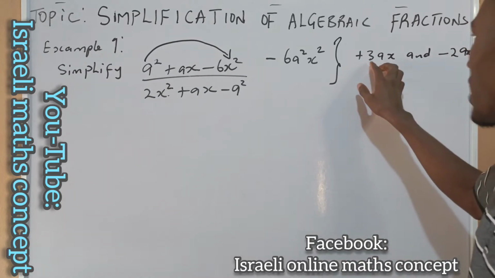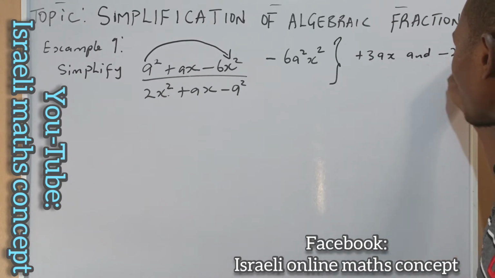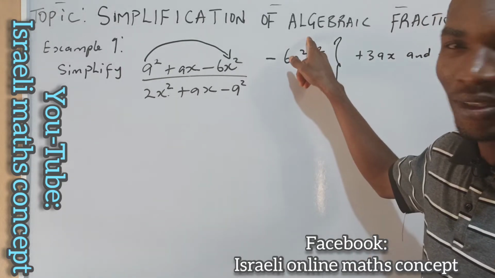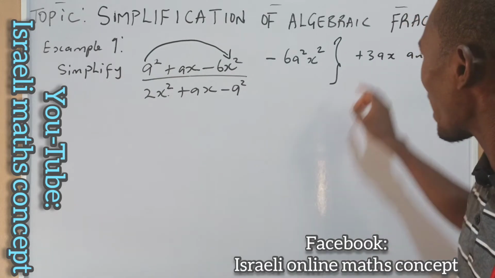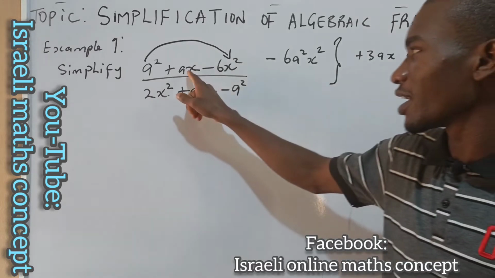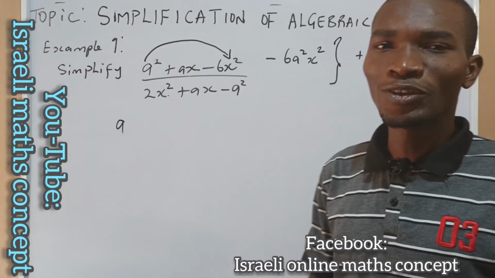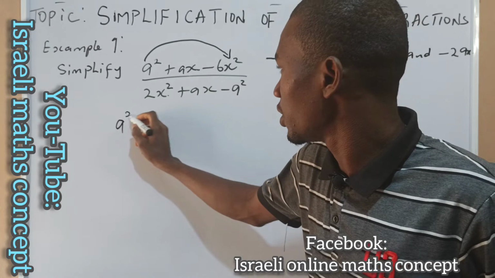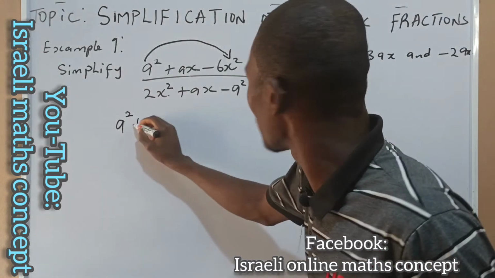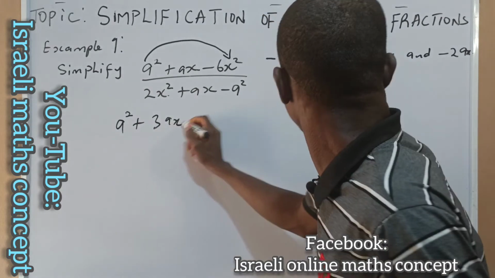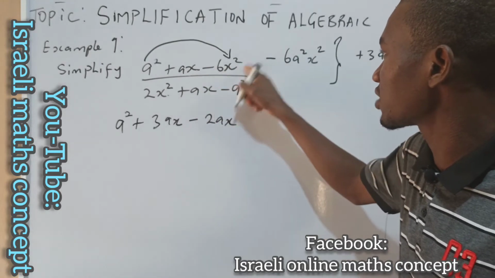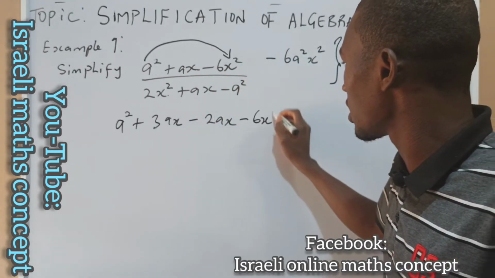Now, if we multiply 3ax and minus 2ax, we are going to get negative 6a squared x squared. The same thing is applicable when we add 3ax and minus 2ax, we are going to get ax. Hence, the numerator can be put in this form: a squared, then we put these very two factors, which are plus 3ax minus 2ax, then we now put our minus 6x squared.